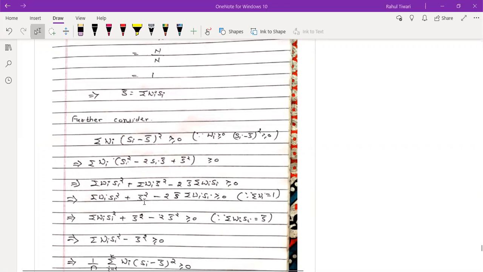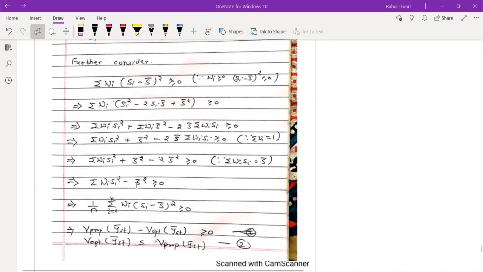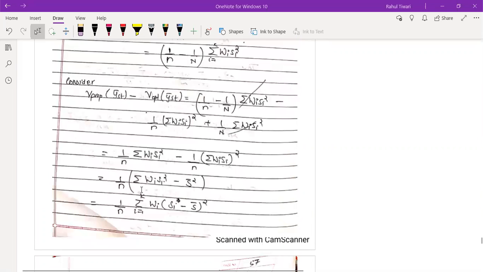Then what is the next step? If you think here, summation of W is nothing but 1, so this becomes S bar square. Similarly, 2 times S bar WI SI as it is. Now I know again this quantity becomes S bar, so 2 times S bar square; here 1 time is already there, so it becomes 1 time S bar square. So you can see these expressions I have already here. Can you see it? Yes, sir.